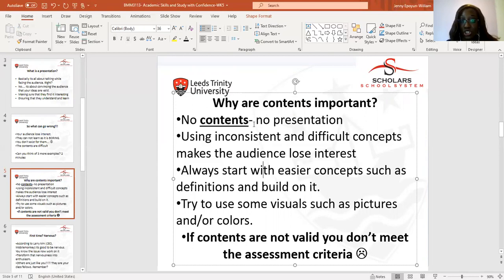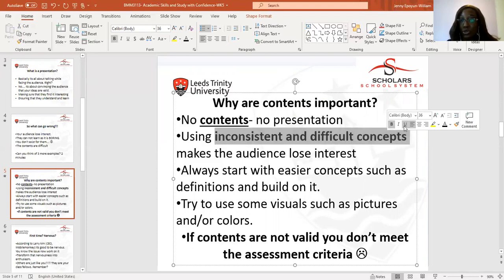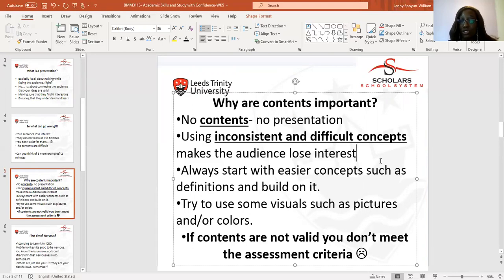And also avoid using inconsistent and difficult concepts. So you're presenting something on a topic. Let's assume cultural diversity. How can I make cultural diversity interesting to the audience? Are you going to talk about the theories? Are you going to use a case study of one company, of what they used to do wrong about cultural diversity, imbibing cultural diversity in their training programs, and how the company has progressed? So you show the before and the after.